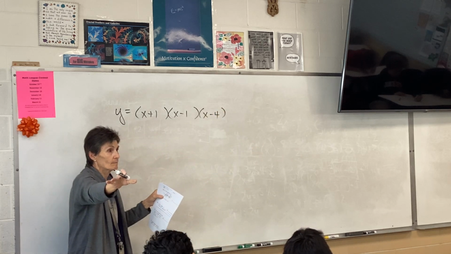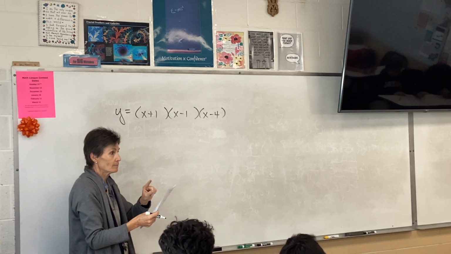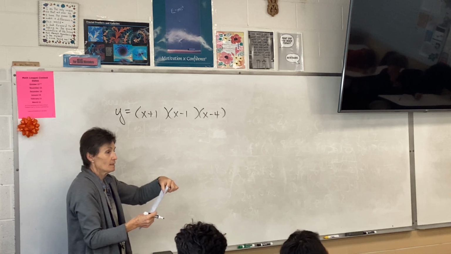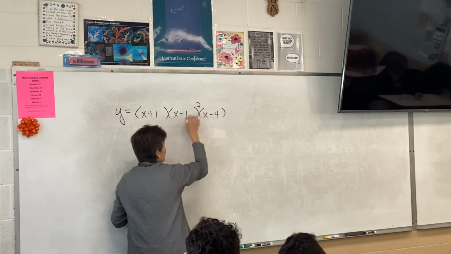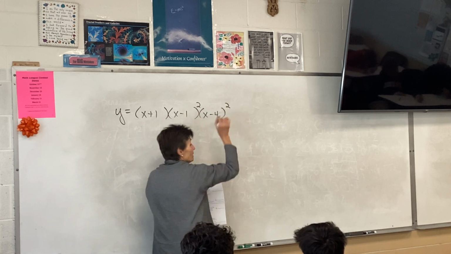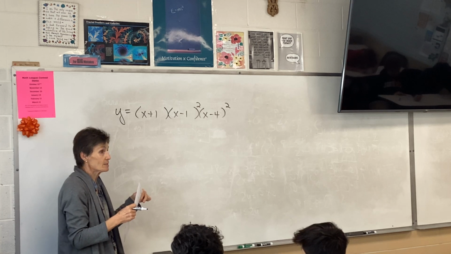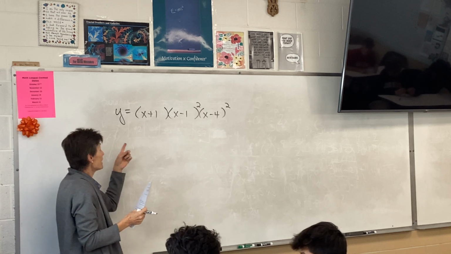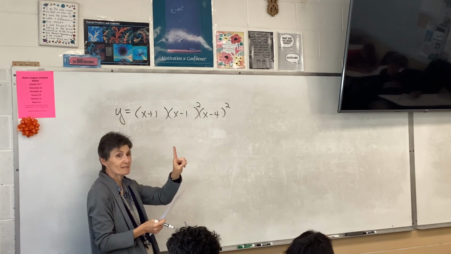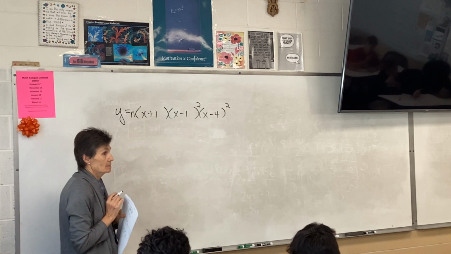Everybody clear? Now, by looking at the graph, Joe's already seen I have a bounce at this factor, and I also have a bounce at this factor. That's it for the bounces, right? But this is not the answer to the question. What is missing? There's one thing missing.